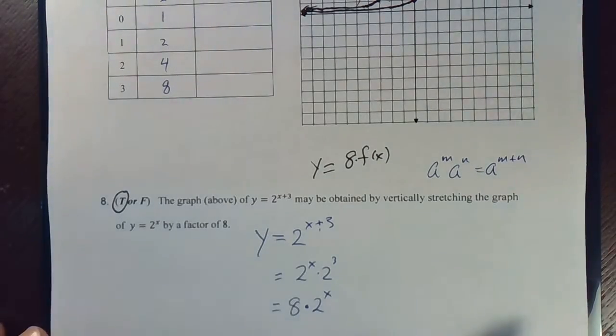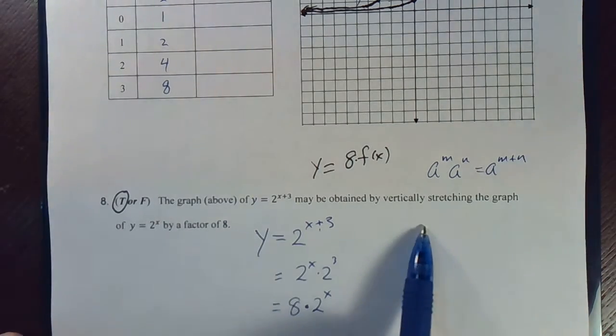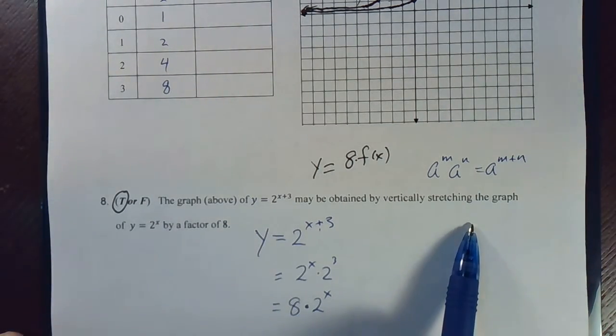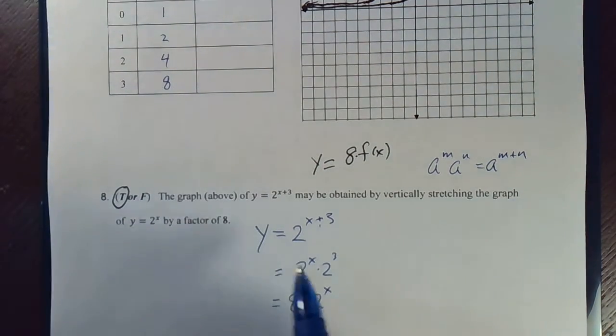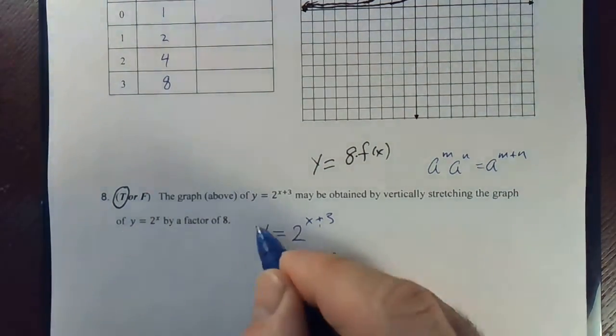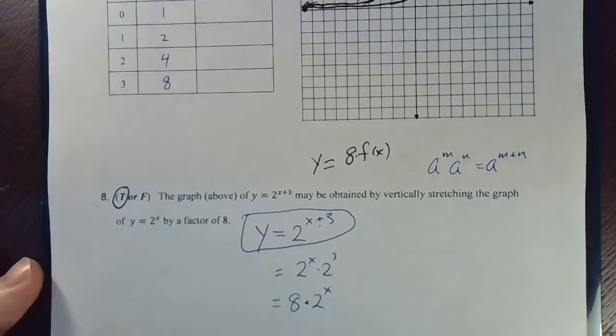So indeed, the graph of y equals 2 to the x plus 3 may be obtained by vertically stretching the graph of y equals 2 to the x by a factor of 8, because this 2 to the x plus 3 is also equal to 8 times 2 to the x. So kind of a fun problem to think about.